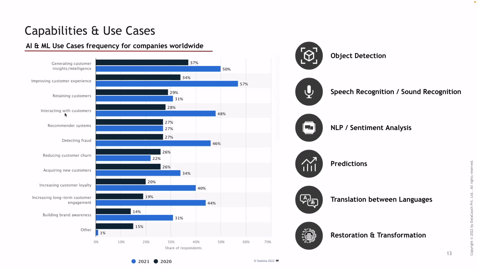Then another use case is how do we interact with our customers, maybe through chatbots. That can be one possibility, but there are other possibilities also through which we can interact with our customers. So AI ML based use cases target interaction with the customers. So this is another very common use case.